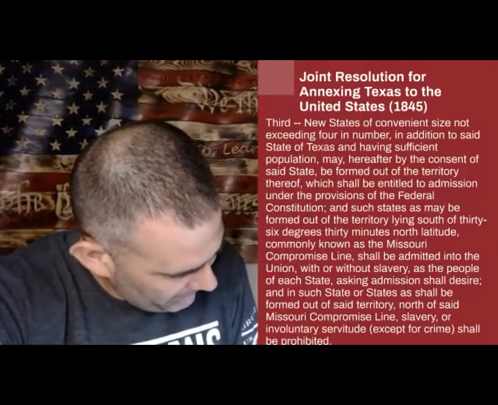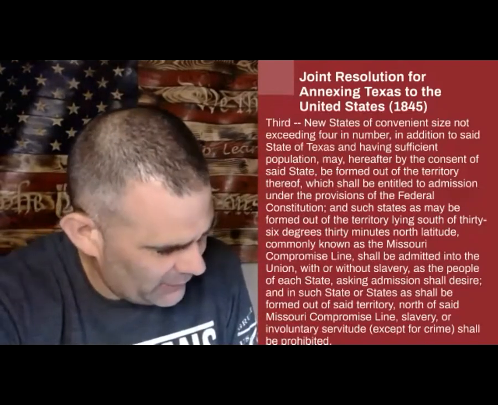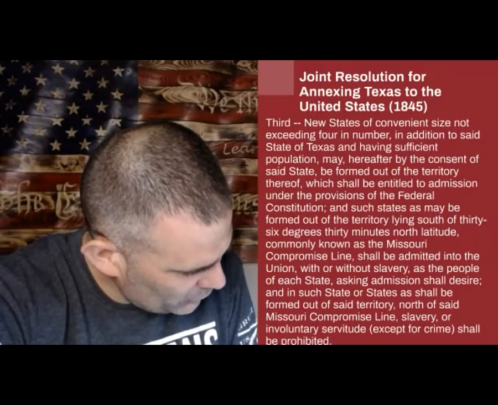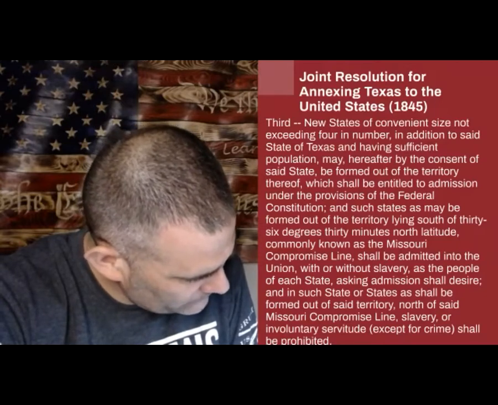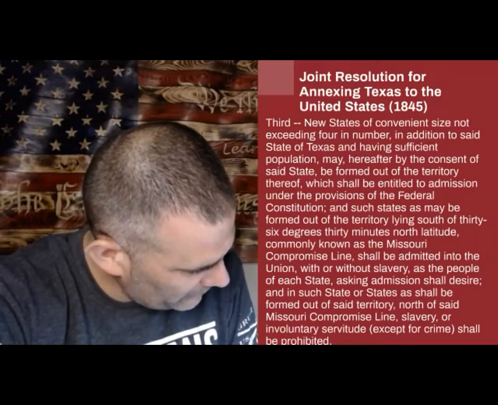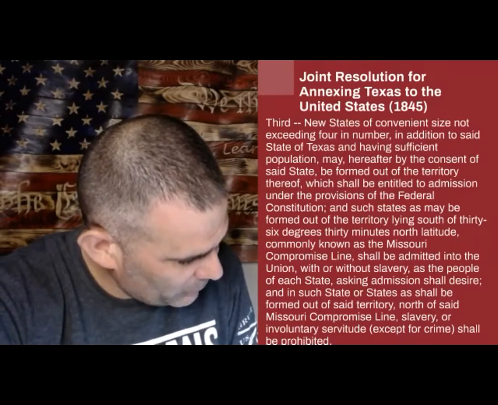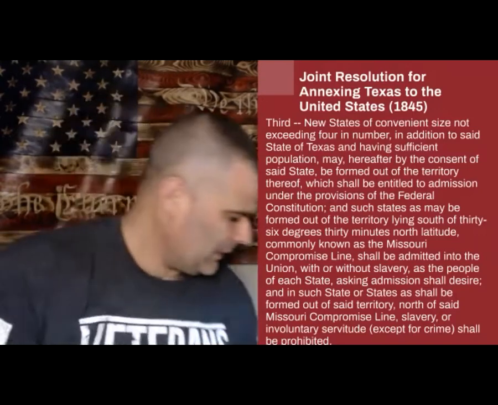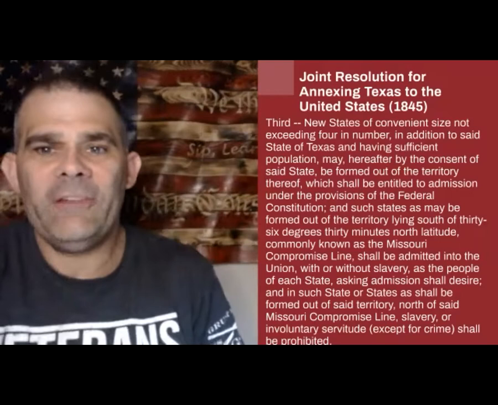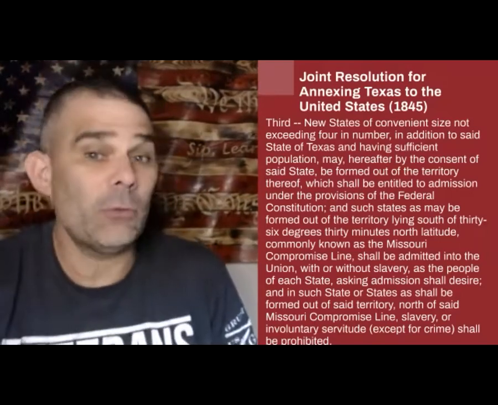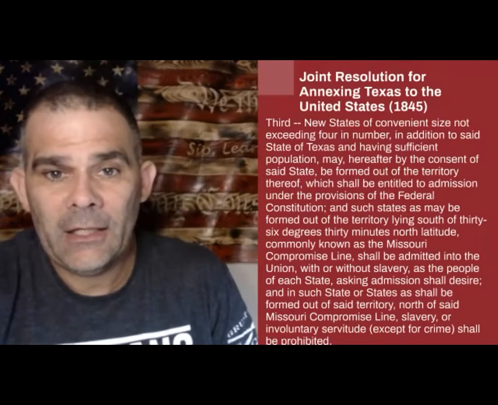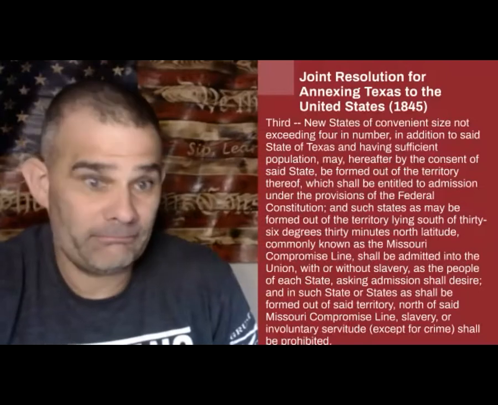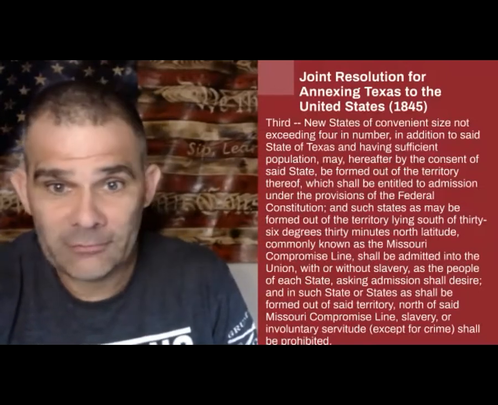So in 1828, the definition of convenient, it's pretty much the same now, is suitable, proper, adapted to use or to wants, followed by 'to' or 'for', usually by 'for'. All right, so suitable, proper, adapted to use or to wants. So it says new states of convenient size. It does not say of equal size. So it's not like they have to divide Texas up into four equal parts. I mean, they could make one tiny, one huge, one medium.